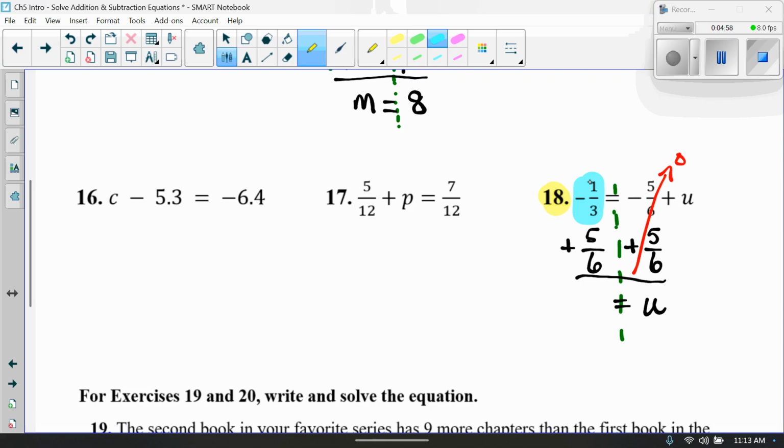Is everybody with me? And then we have plus 5, 6. So you're going to put plus, and then 5 ABC 6 equals. And what do you get? 1/2. Very good. Is everybody clear? So 1/2 is equal to U.